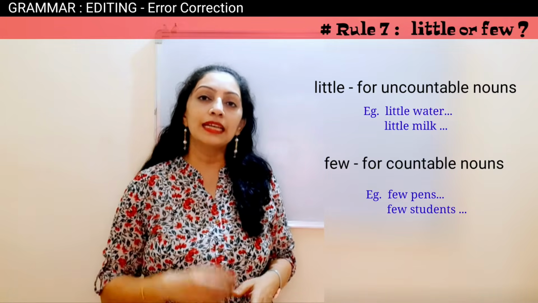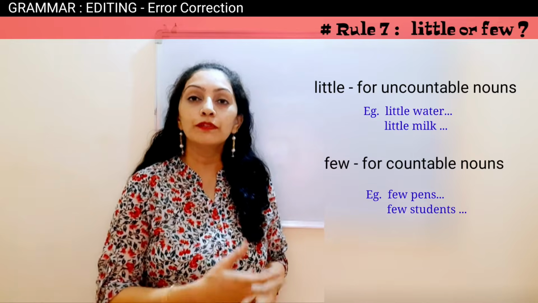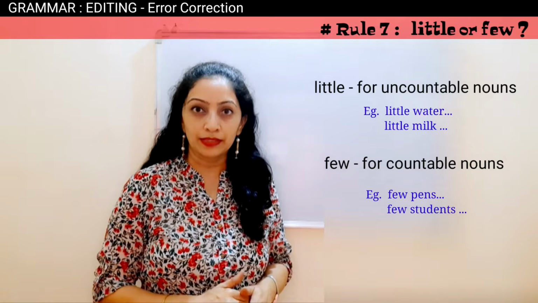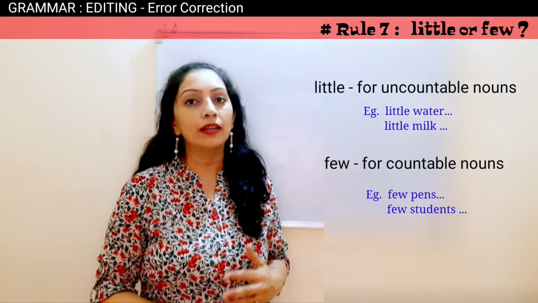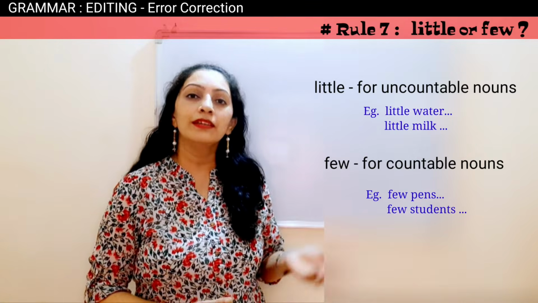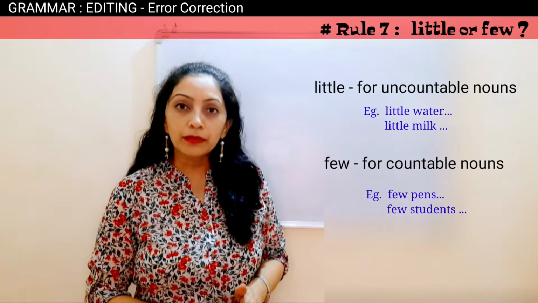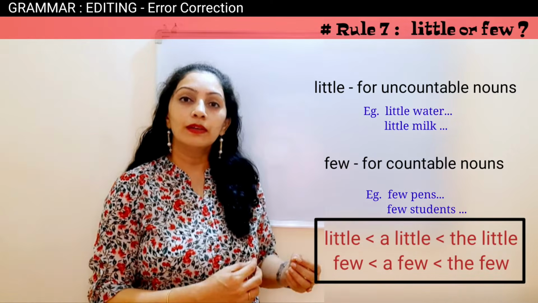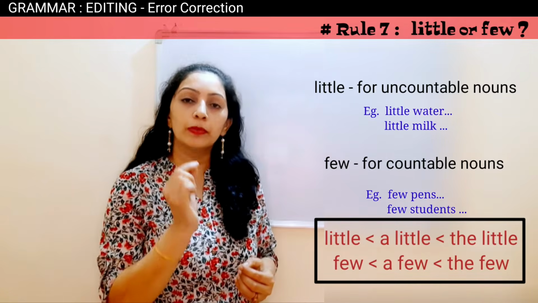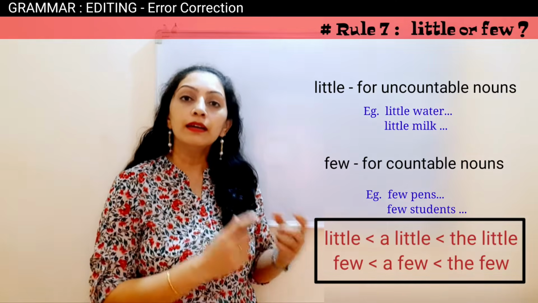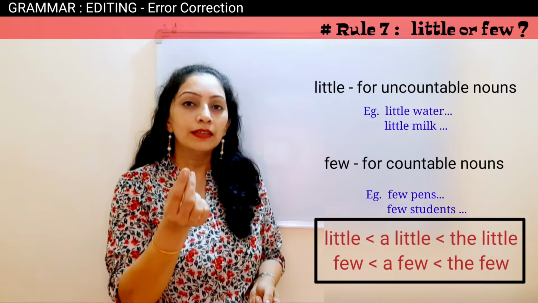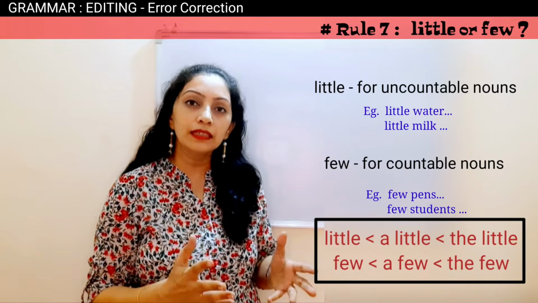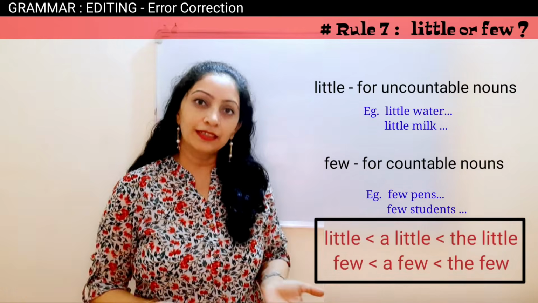Then there are quantifiers like little, a little, the little, few, a few, the few. How are they used? We use little when we are talking about uncountable nouns. Check the noun after it, whether it's countable or uncountable. If it is an uncountable noun, use little. If it is a countable noun, use few. Again, how to distinguish between these three categories. Few or little is used for very small quantity, very negligible quantity. A little or a few is used for a small quantity, greater than few or little, right? And the few and the little is used for all the quantity that we are talking about.